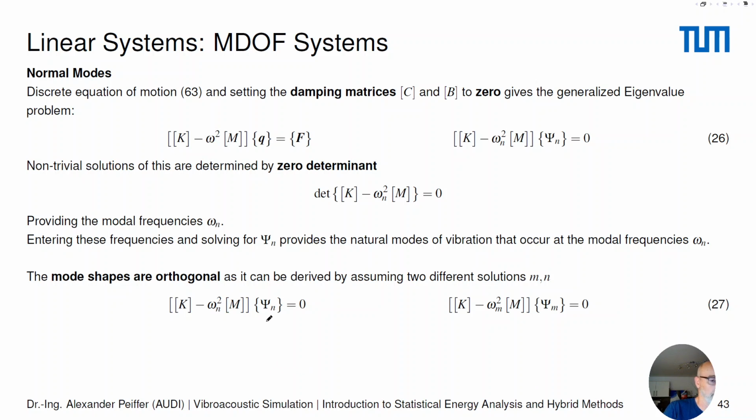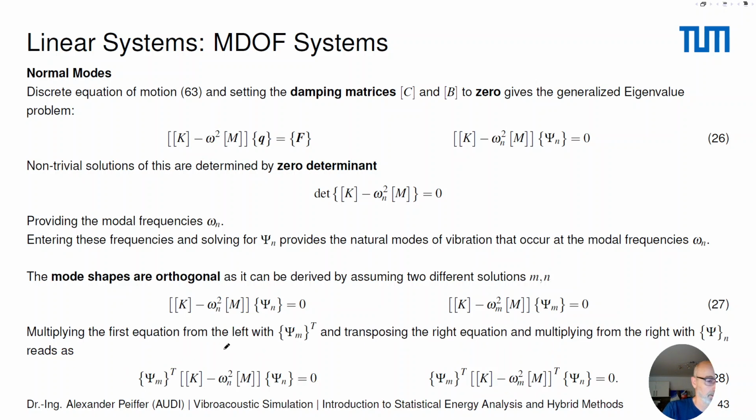So we assume that we have two different modal solutions, which could be m, n, whatever. So this would be the mode shape belonging to this modal frequency, and the same would be true on the other side for another mode shape at m. If we multiply the first one with the mth mode, and the second one with the nth mode, we would get exactly this expression here. So this is just moved to that position, and this is moved to this position.